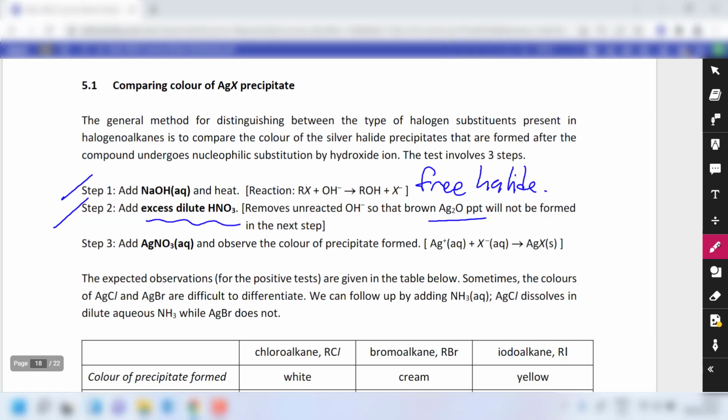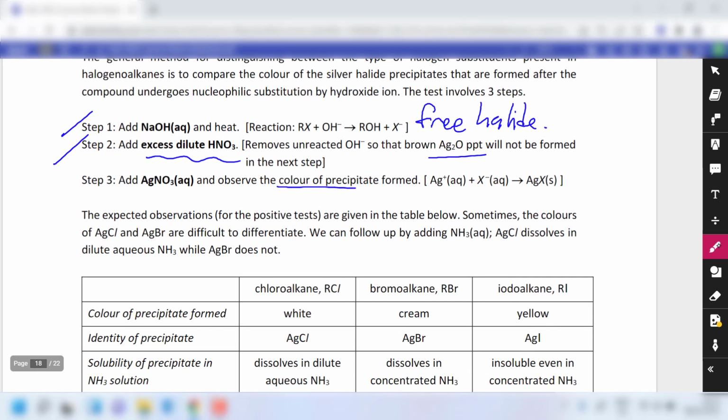We try not to add sulfuric acid because although silver sulfate is quite soluble, or rather not so soluble but not so insoluble, sulfate sometimes can complicate matters, so we try not to deal with it. Then step 3, we add silver nitrate and observe the color of the precipitate.